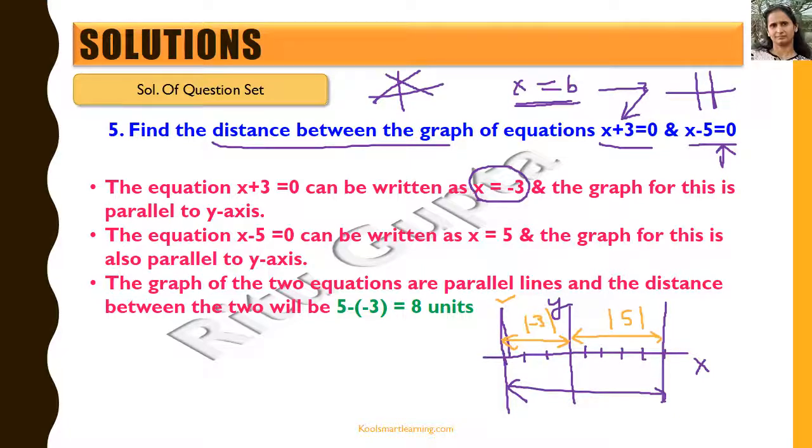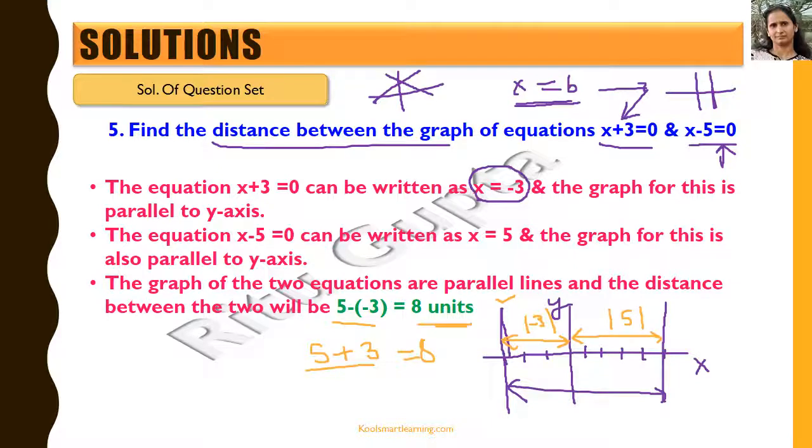So the total distance between these two lines, because they are on the opposite side of the y-axis, will be added together, or we could say 5 plus 3, which is 8 units. We could also say that we add the absolute values of b, mod of b, which is there. So we add this to get 8 units.